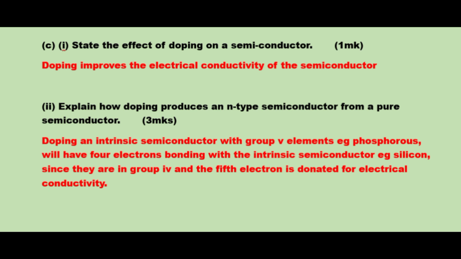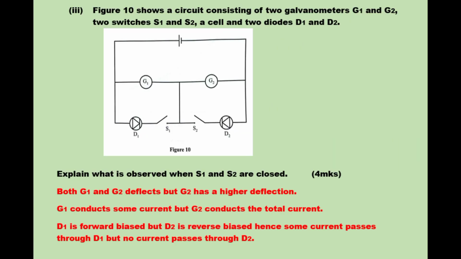In other words, N-type means the charge carriers are the negatively charged electrons. These are the electrons which are unbonded, and we have seen they come from when you dope group 4 with group 5, meaning 1 electron will be unbonded, and these are the ones that will be used now for electrical conductivity. Let's go to Roman 3.